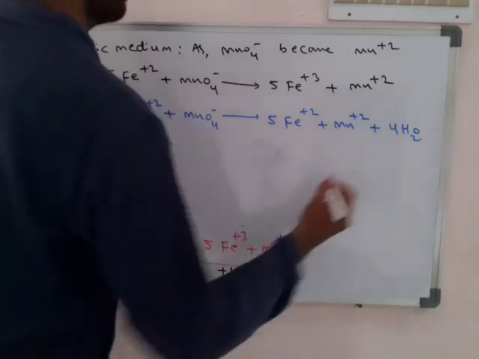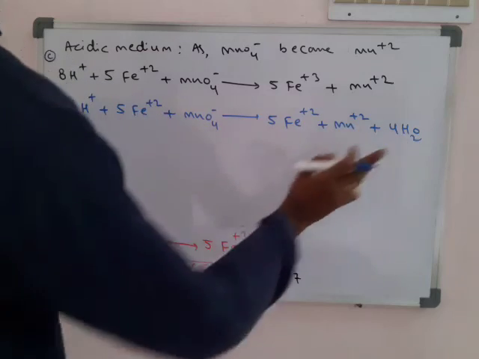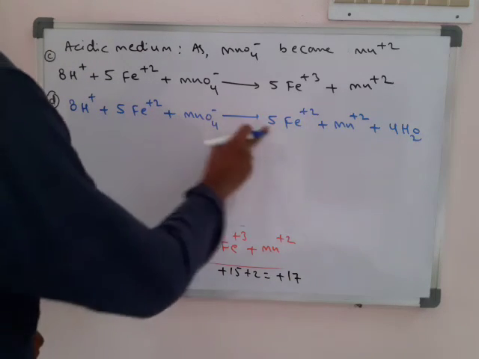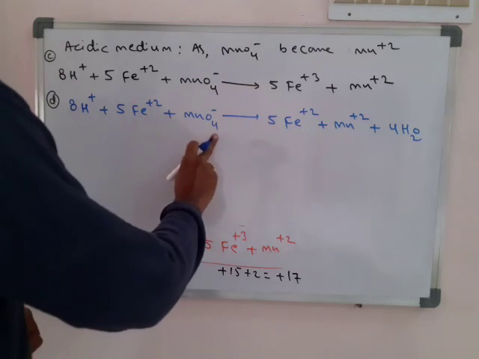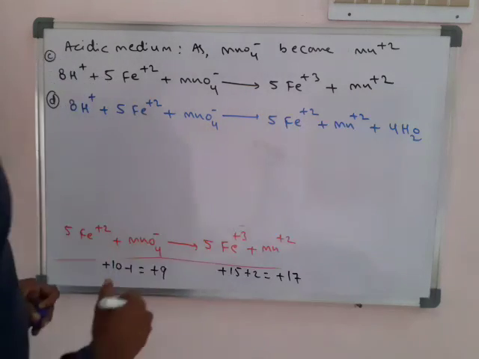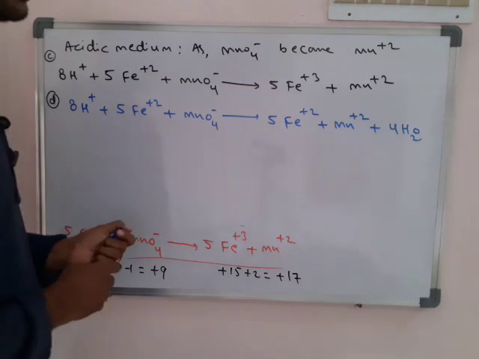Just add 4 H2O. So 8 H plus gives 8 hydrogens, 5 irons, 1 manganese, 4 oxygens, and the charge is balanced also. So this is the balanced equation.